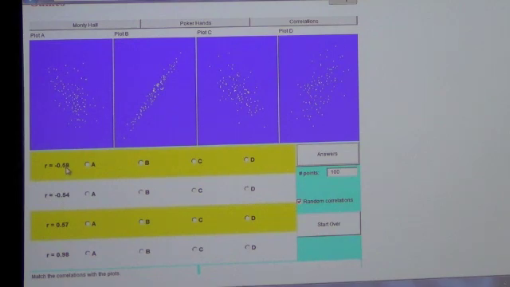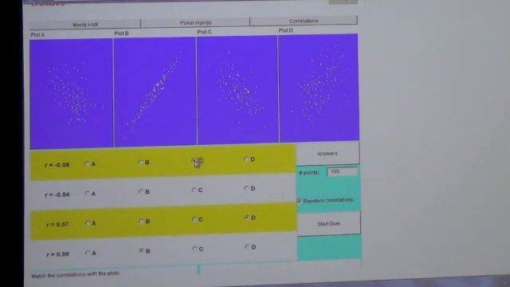Should we try it? Okay, so let's do the ones that are pretty easy. Let's do this one first. Which one's this? B, and then this one's going to be the other positive one, which would be what? D. Okay, now we've got these 2. This one's supposed to hug a line more. Is it going to be A or C? C. Okay, so then the last one has to be A.